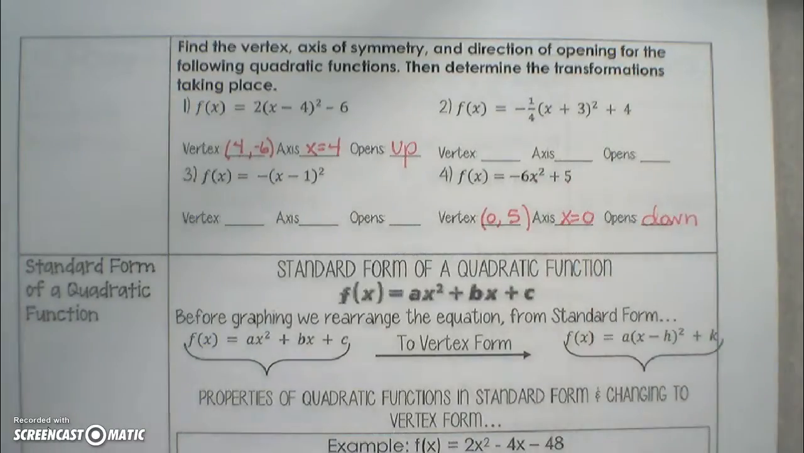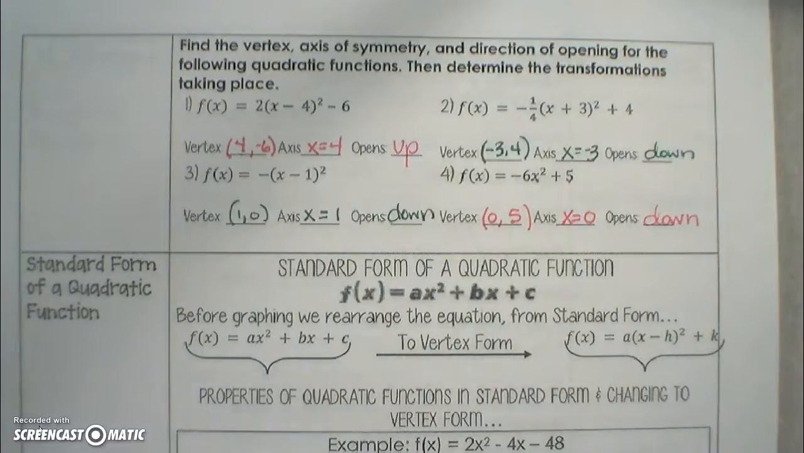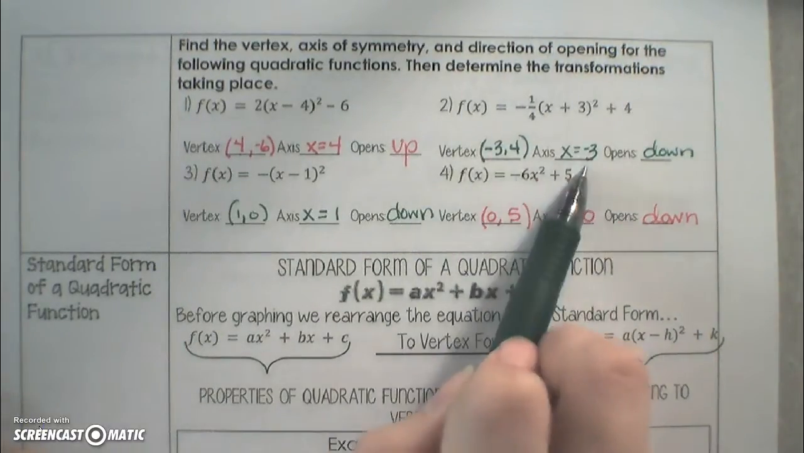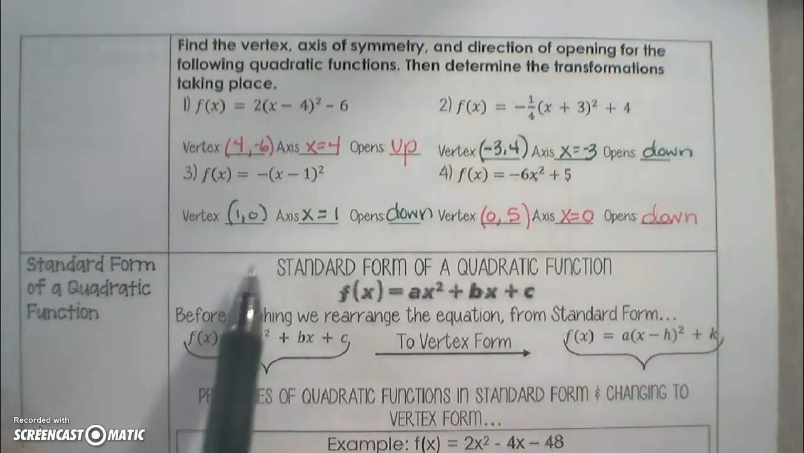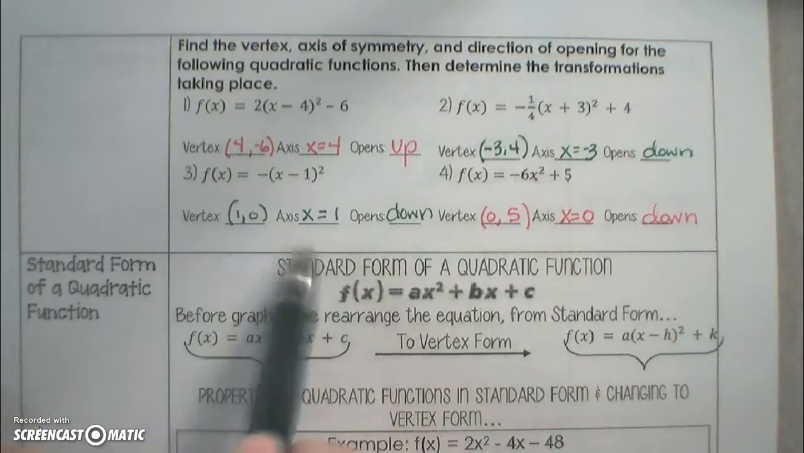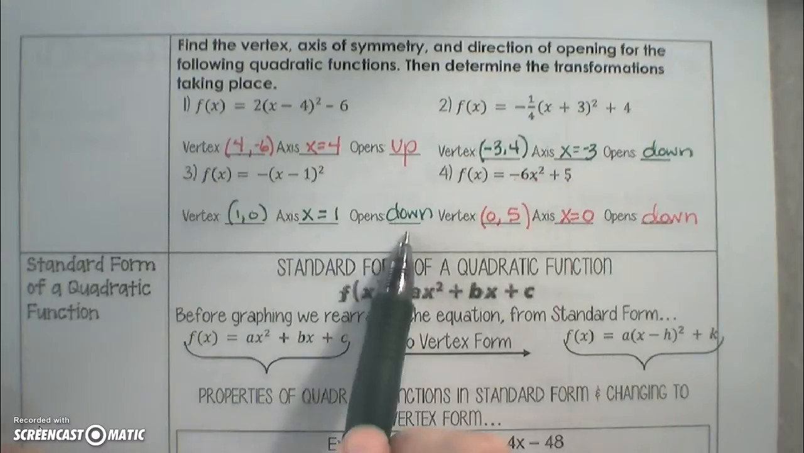All right, so go ahead and try 2 and 3 on your own and check when you're ready. All right, so we should have -3, 4, x equals -3, opening down. For number 3, 1, 0, axis of symmetry, x equals 0, and it opening down. All right, let's take a look.